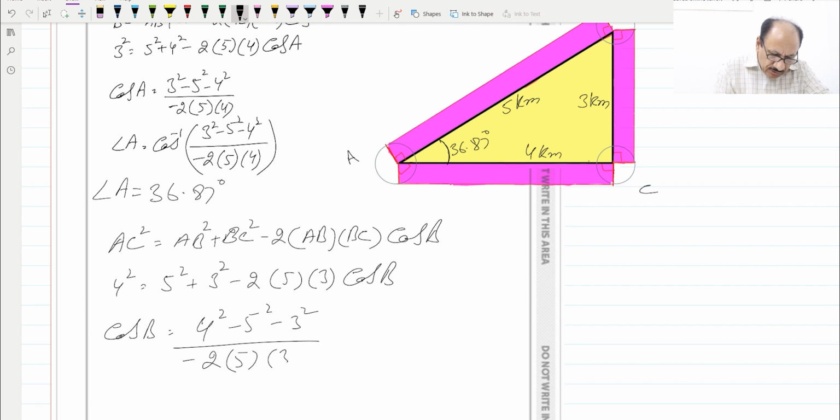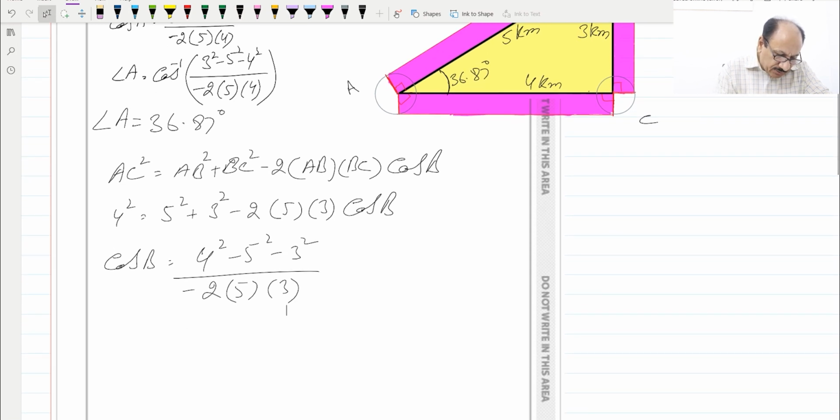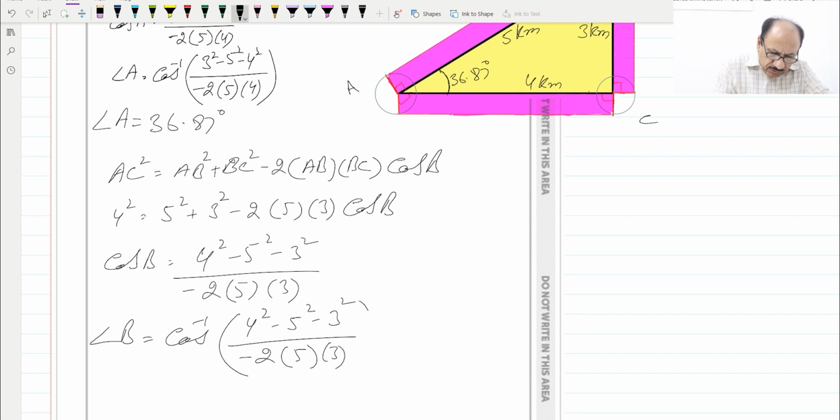Hopefully you are understanding. If you are not understanding, it indicates that your algebra is weak, so you need to practice for that one. Angle B will be equal to cos inverse of 4 square minus 5 square minus 3 square divided by minus 2 into 5 into 3.